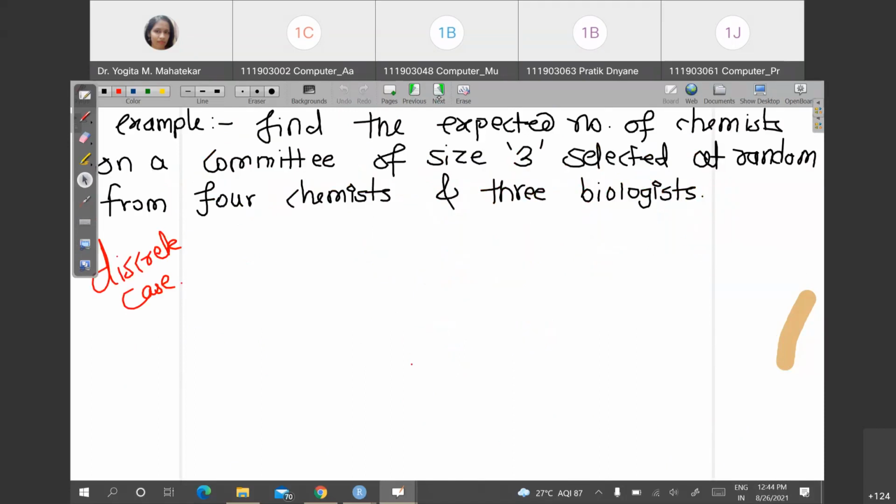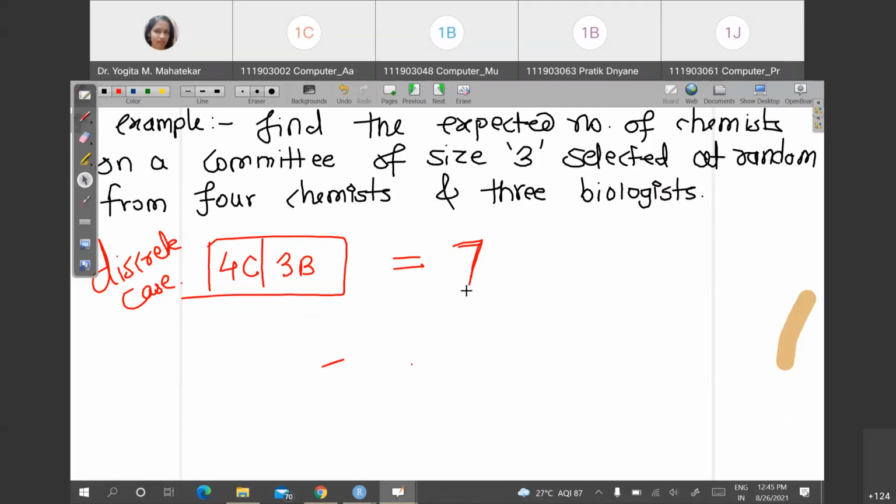Example: find the expected number of chemists on a committee of size 3 selected at random from 4 chemists and 3 biologists. Tell me, how will you do this example? You have 4 chemists and 3 biologists, so in total you have 7 people.